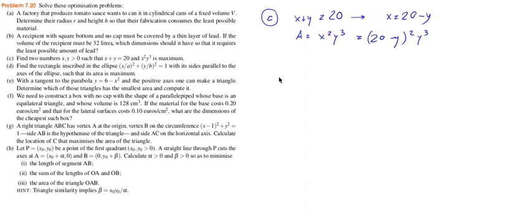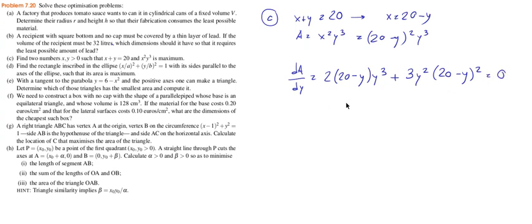so in this case this is 20 minus y squared times y cubed. So we want the derivative of A with respect to y, and this is 2 times 20 minus y times y cubed plus 3y squared times 20 minus y squared. And then we want to equate that to 0. And so then we can have common factors here, 20 minus y squared, and then we have 2y plus 3 times 20 minus y equals 0.